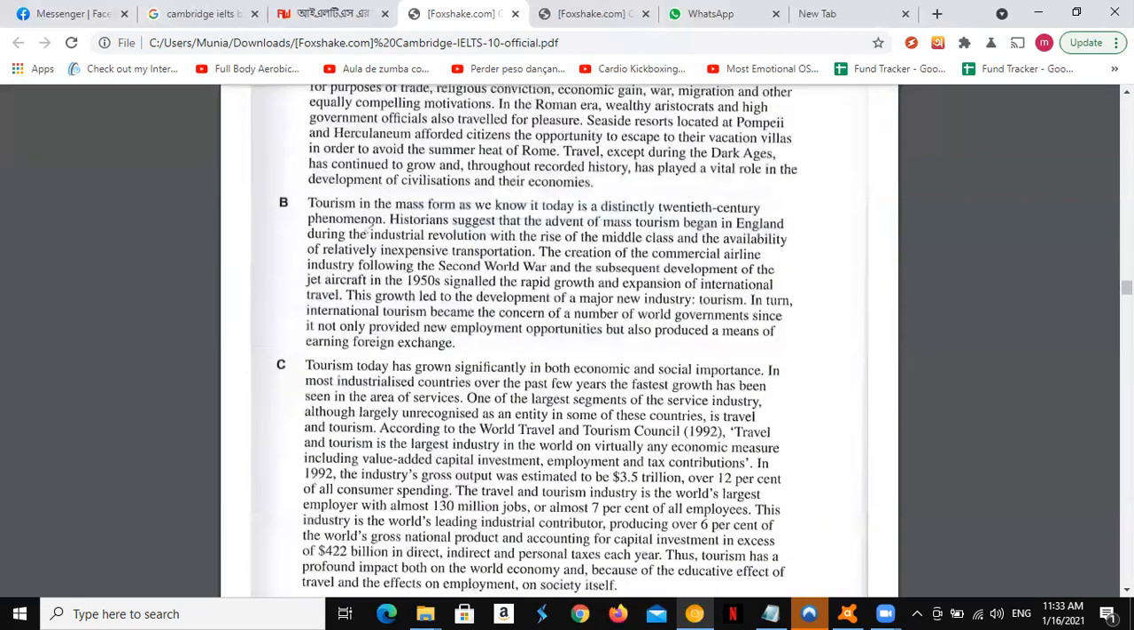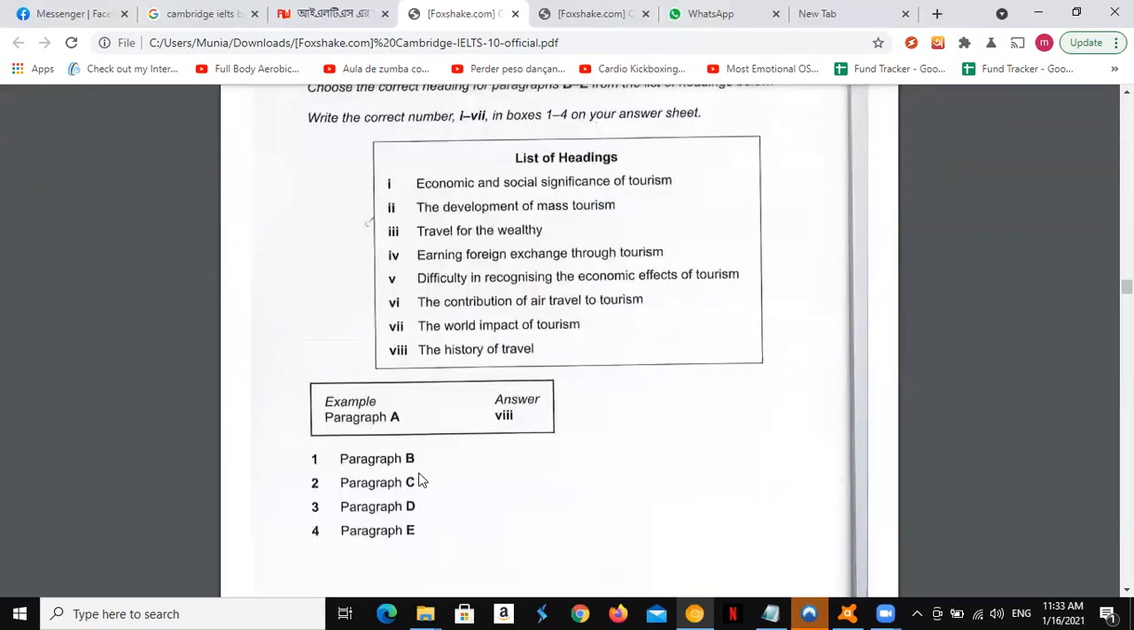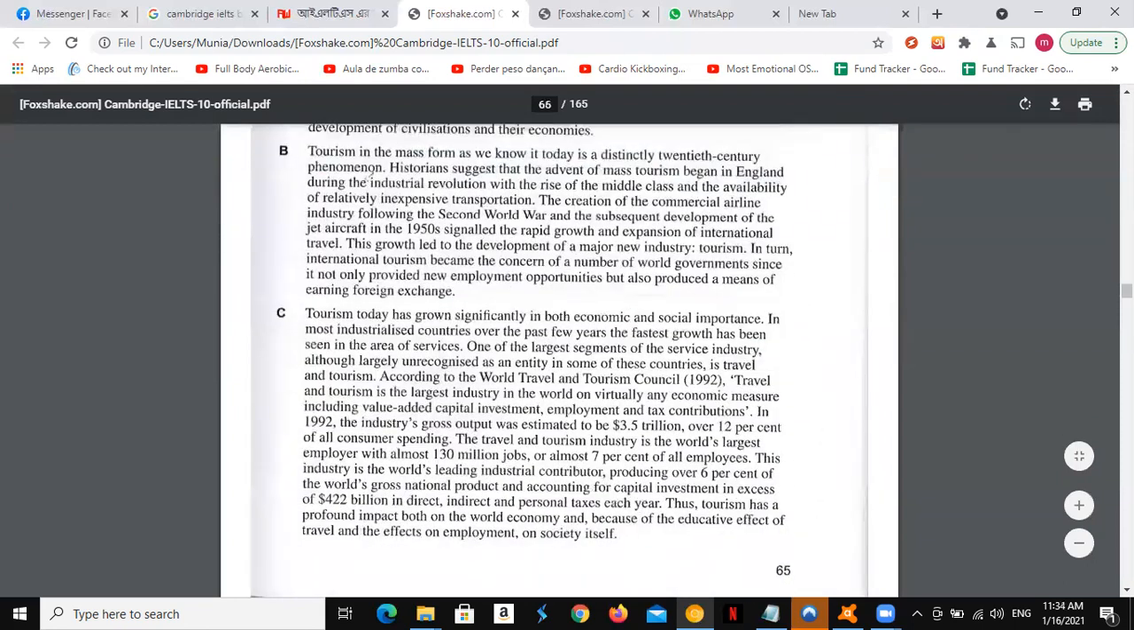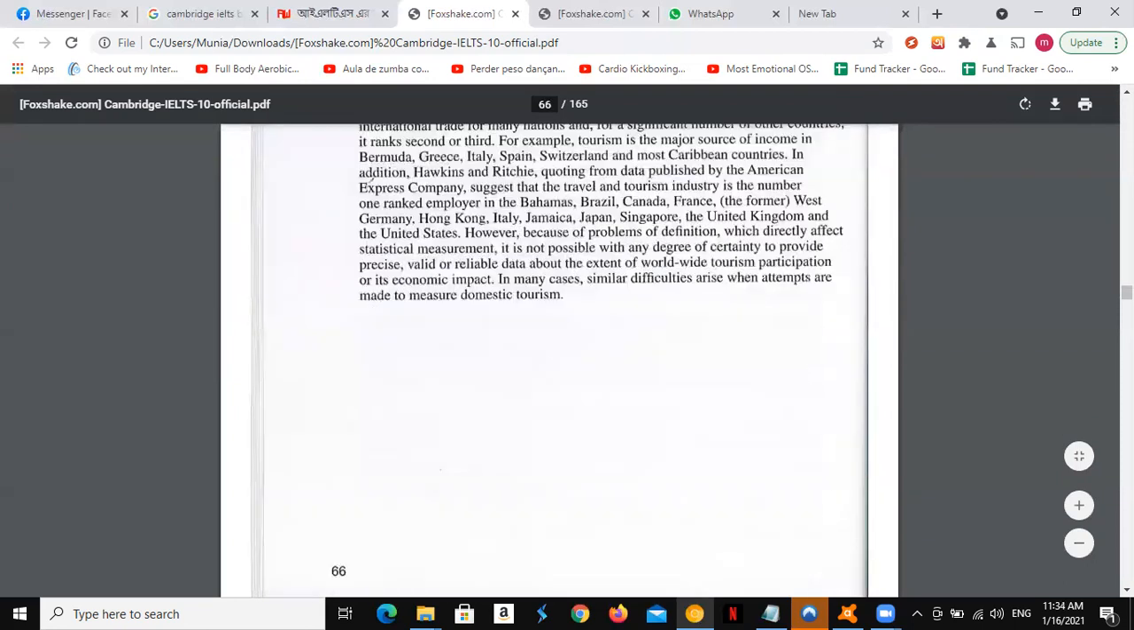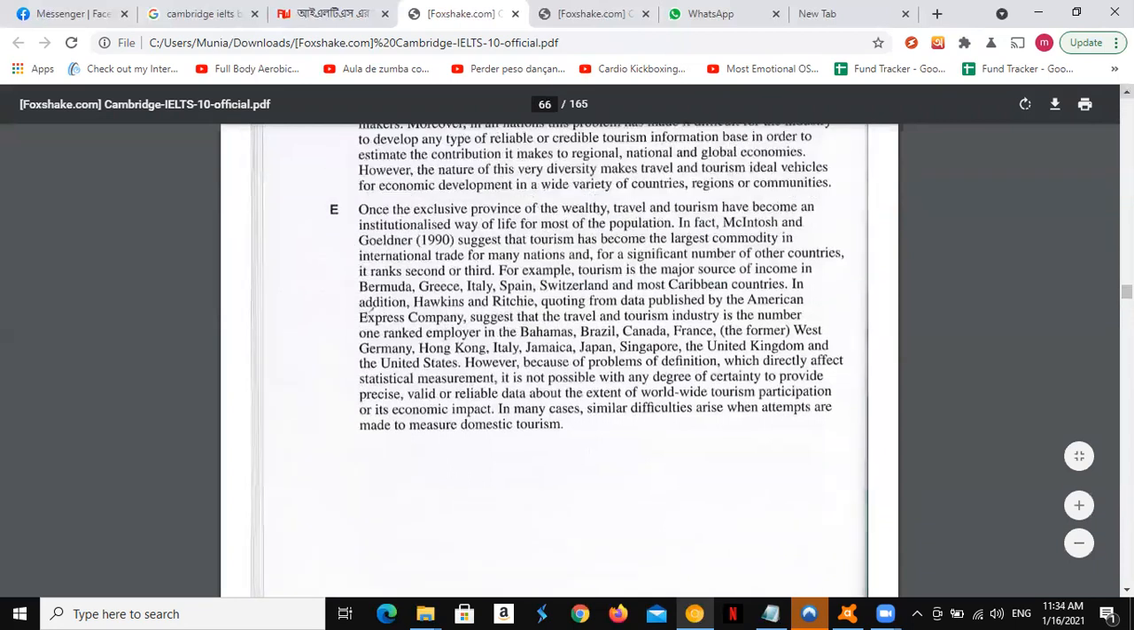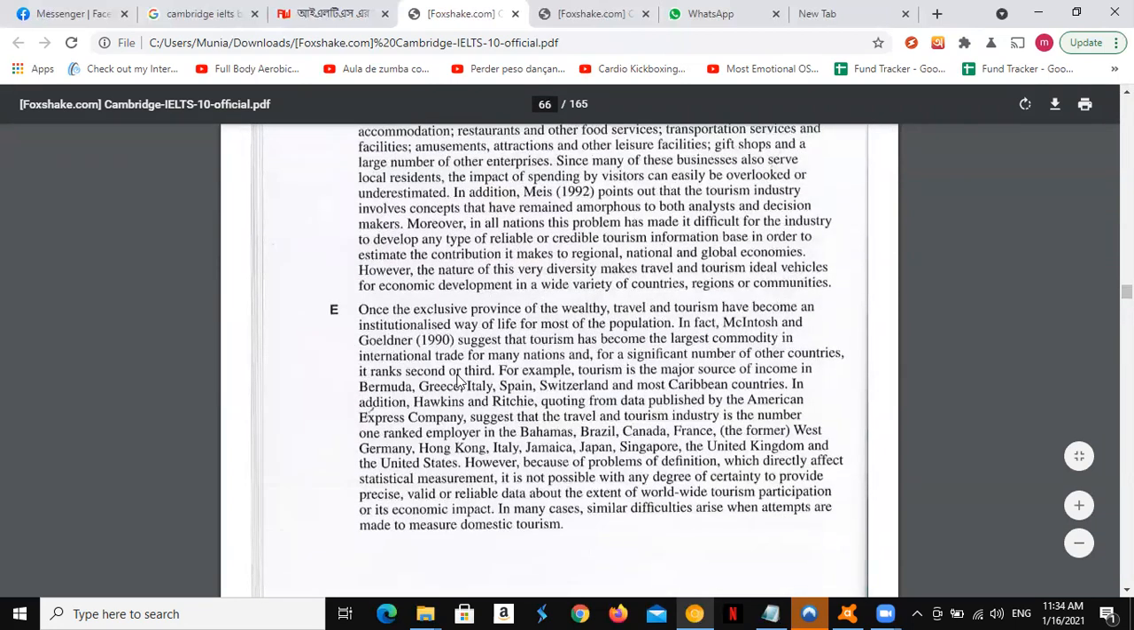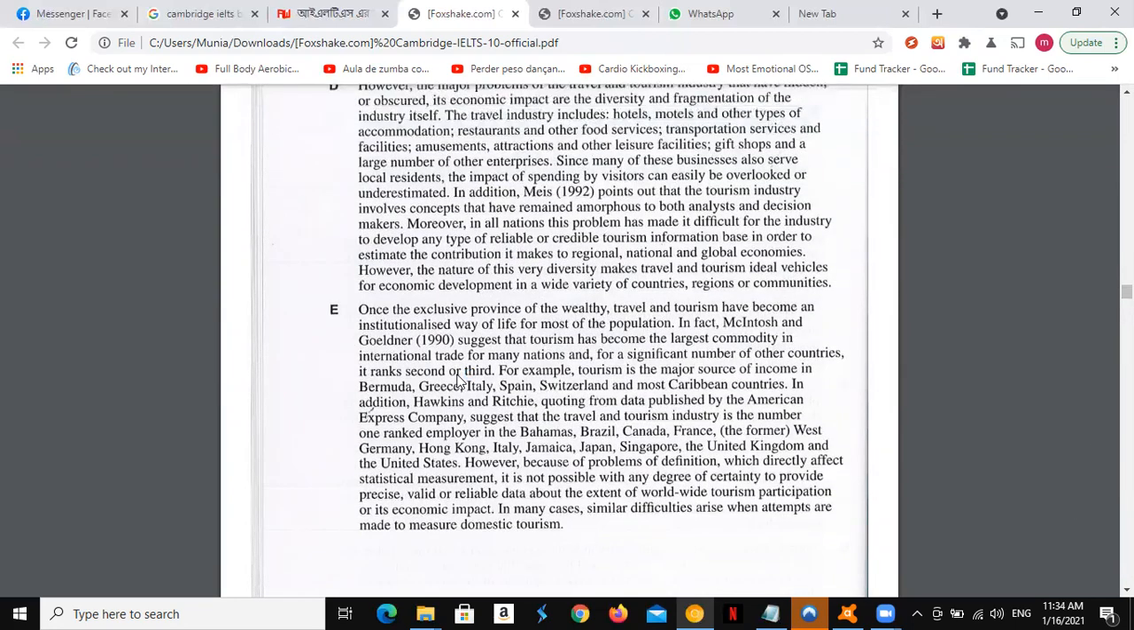So for your paragraph D, the answer is difficulty in recognizing the economic effect of tourism. So for 3, the answer is D. So for the last one, it should be easy to understand because we have finished all the other paragraphs and you got the answers right for all of them. Now all you need is one more.